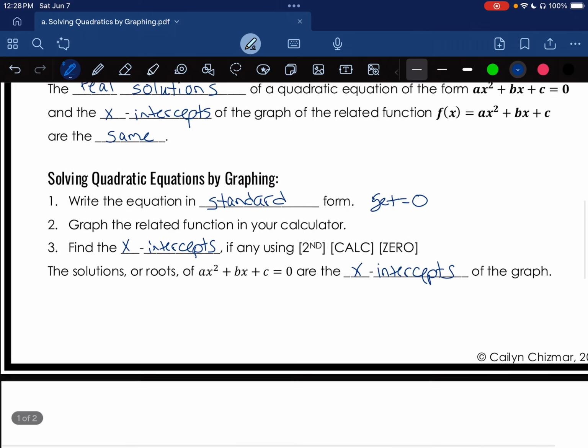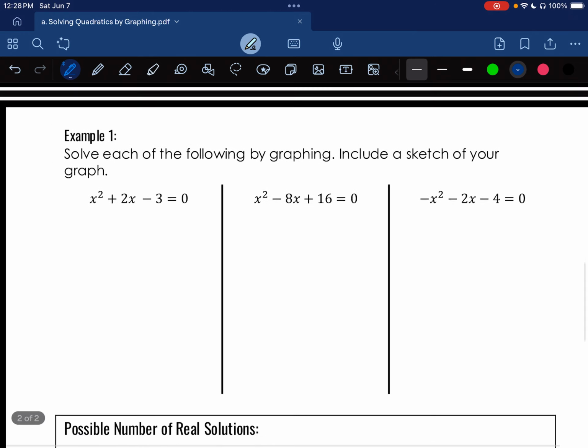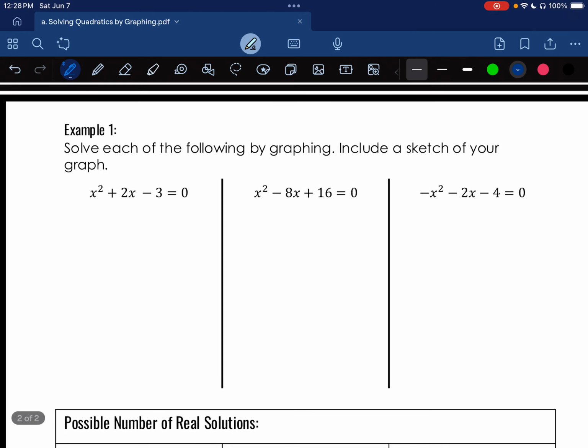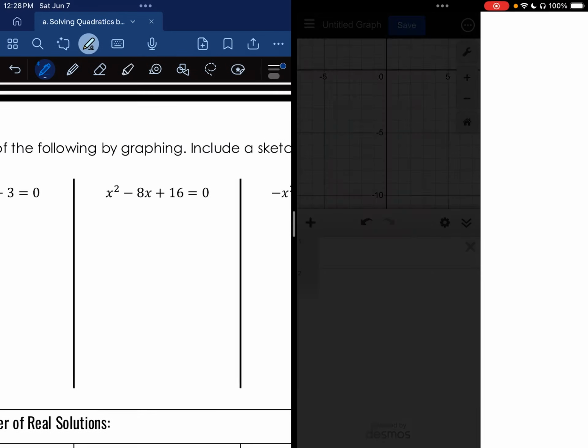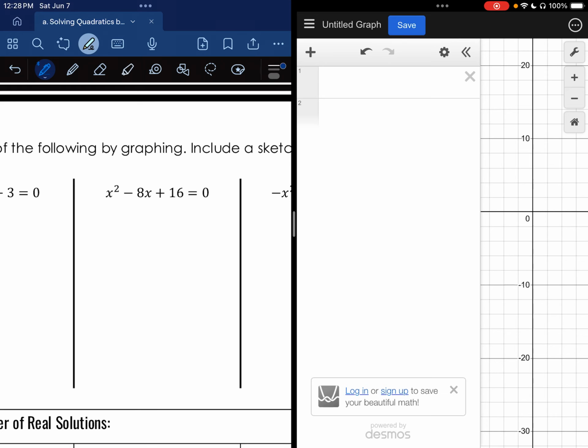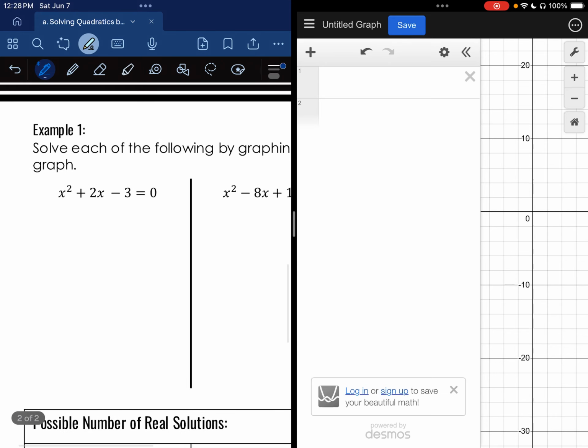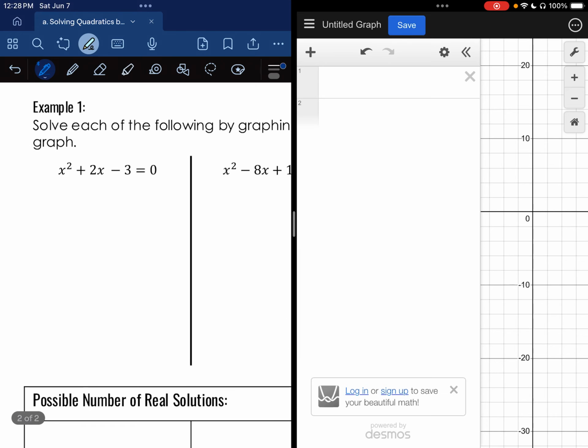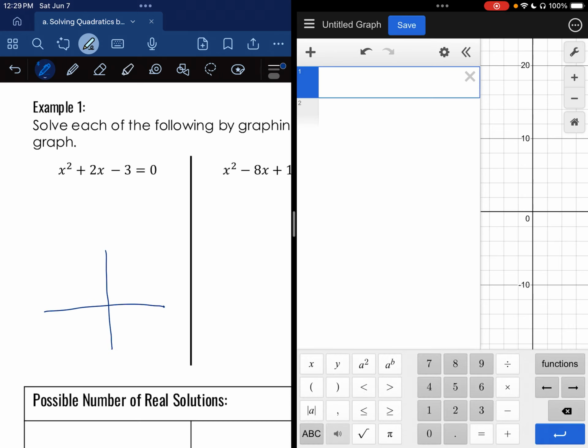Okie dokie, so this is where we're going to bring in Desmos. Here, we're going to solve each of these by graphing, and we're going to include a sketch of our graph as well. So I'm going to start just making some axes here, not doing anything crazy. All right, and I'm going to type in x squared plus 2x minus 3.